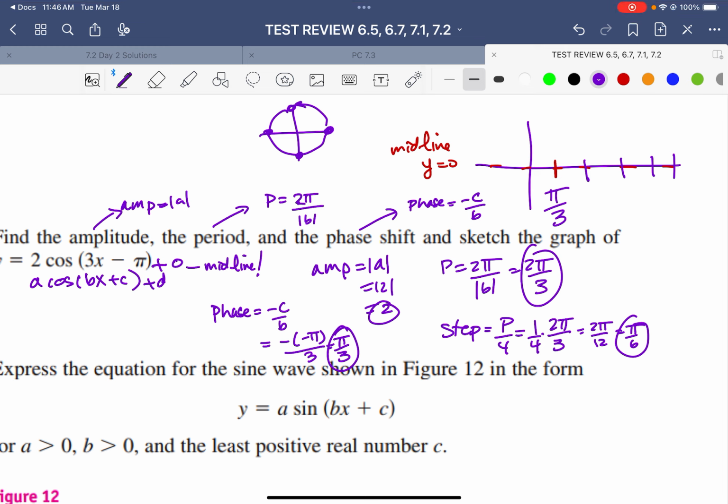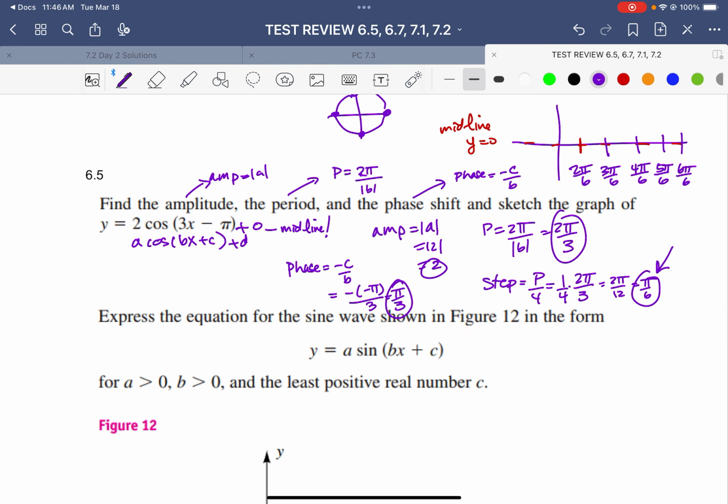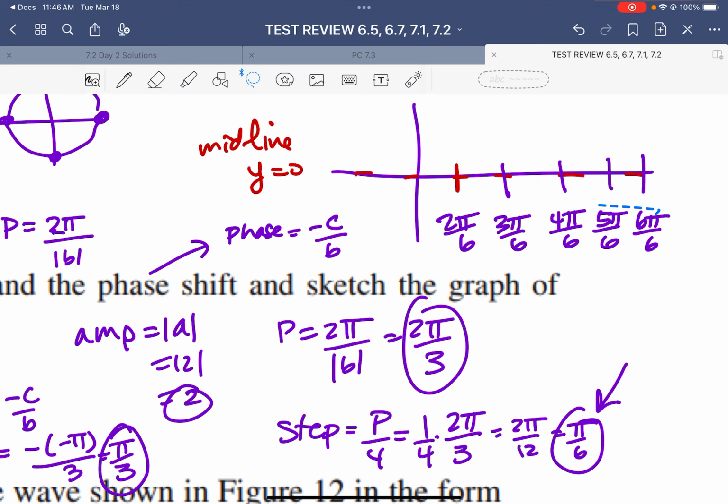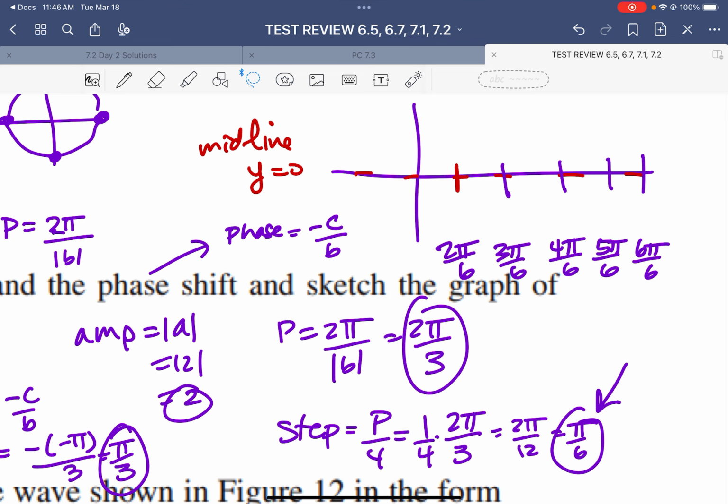So pi over 3 is my starting point, which is the same as starting off with 2 pi over 6. Now if I take steps of size pi over 6, I'll be at 3 pi over 6, 4 pi over 6, 5 pi over 6, and 6 pi over 6 for one cycle. Move all those out of the way.